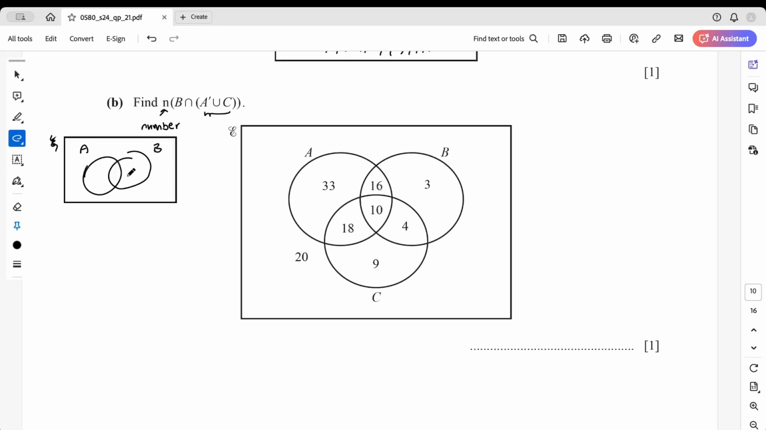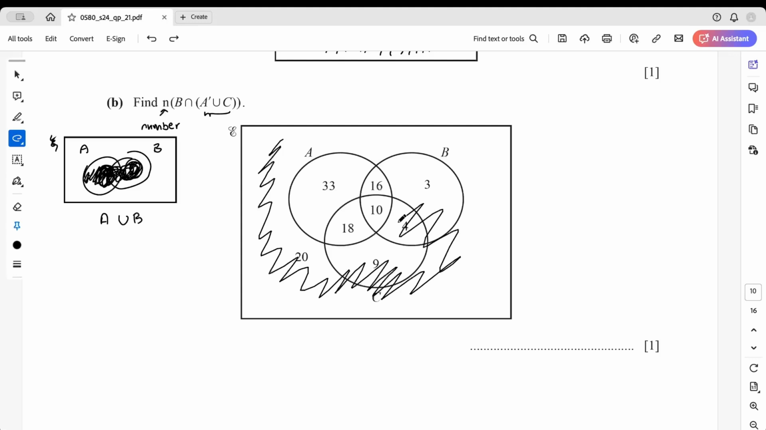For example, if I have this universal set and I say A union B, I mean set A, which is this, and set B included, which is this. So basically everything that is bounded by A and B. So A prime union C: A prime is anything other than the circle of A or the set of A, which is all of this.